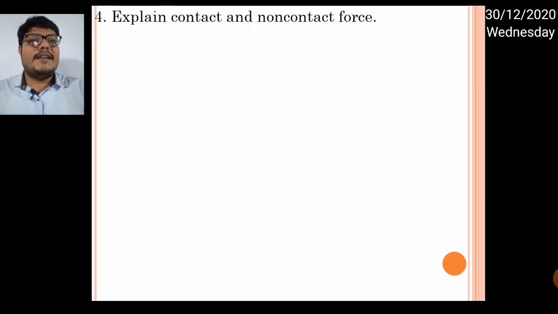See the next question: explain contact force and non-contact force. Contact force is when two objects are in contact and the force comes into action. When two objects are not in contact, they are apart, and the force comes into action, that is a non-contact force. For contact force, two examples are given here: muscular force and frictional force. For non-contact force, there are three examples: magnetic force, electrostatic force and gravitational force. So you have to write that here.